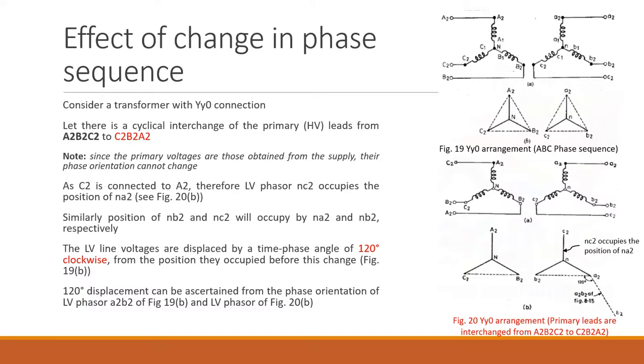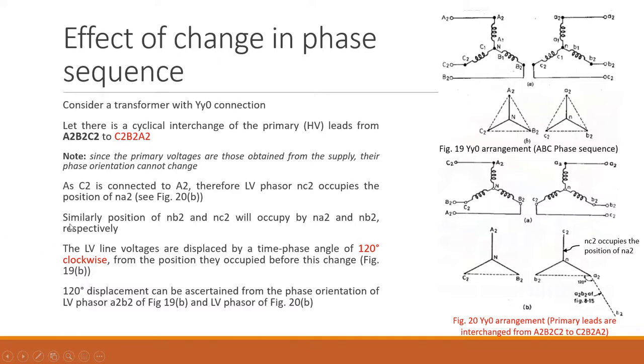One thing you should keep in your mind is that the primary voltages which are obtained from the supply, their phase orientation cannot be changed. Whatever you are getting at your laboratory or your industry or at home, if you are having a 3-phase supply, you cannot change their phase sequence. That you should keep in your mind. So here what we are considering is a cyclic interchange of the primary, that is, in our case, the HV side. So that is changed from A2 B2 C2 to C2 B2 A2.